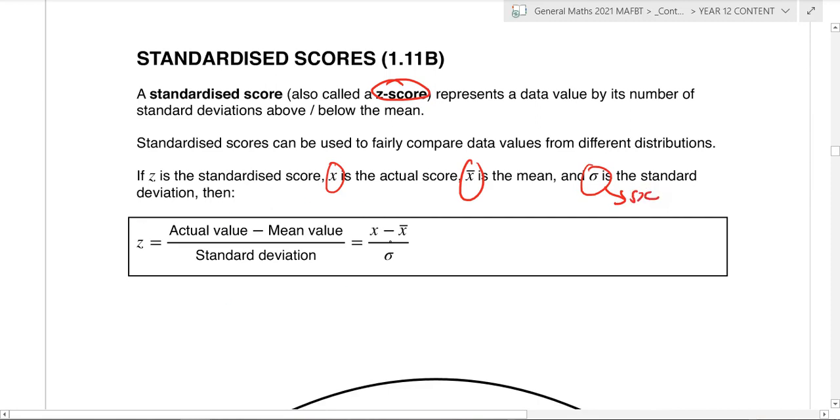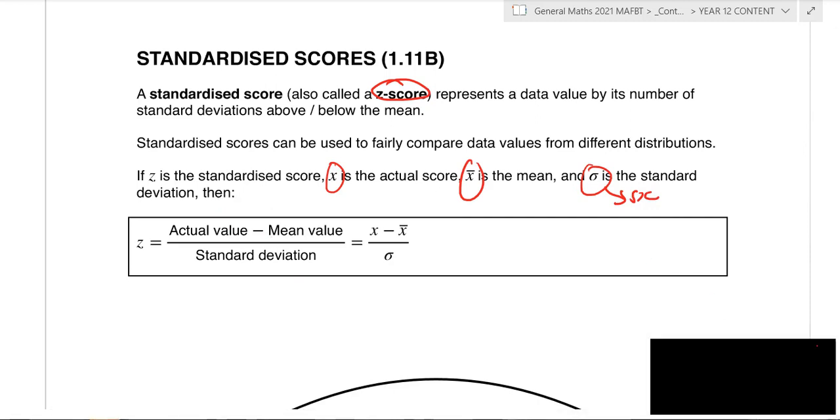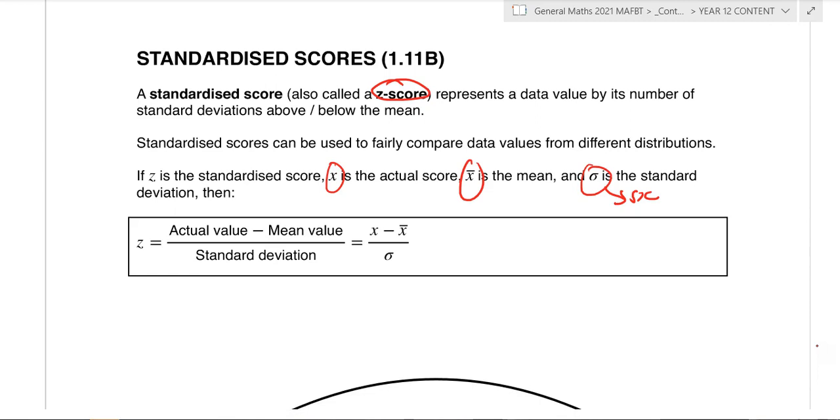This is the rule that we use to find your Z scores. It's the actual value, take away the mean value, divided by the standard deviation, or represented in this short way here. So X, which is the actual score, take away the mean, divide that by the standard deviation. Okay, and we're going to use that formula. I'll just write it here again.